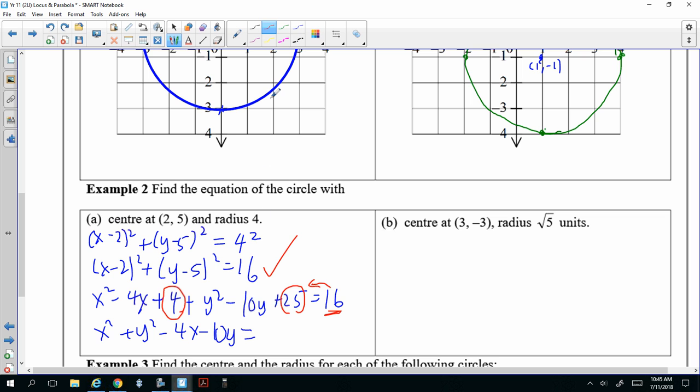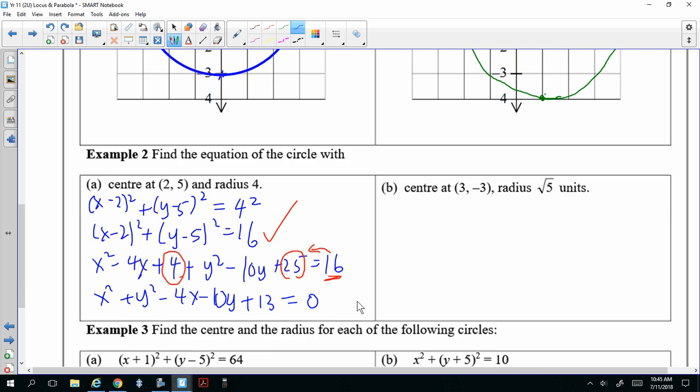So you end up getting, what do you end up getting? 4 plus 25 is 29, 29 minus 16 is 13. Yeah, plus 13 equals 0. Does that work? So 25 minus 16 is 9, 9 plus 4 is 13. Okay? All right, try the next one.